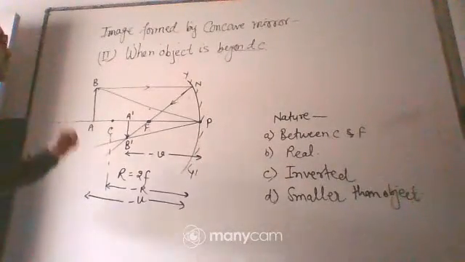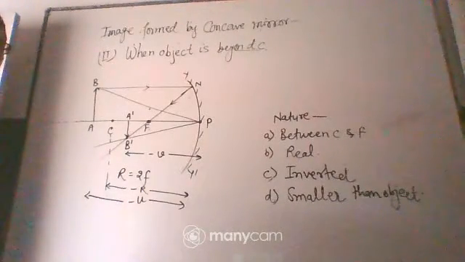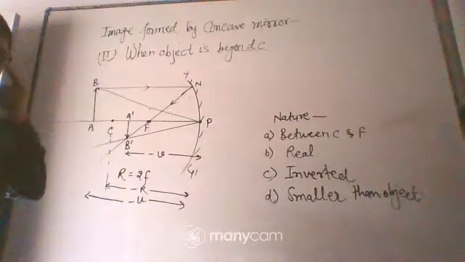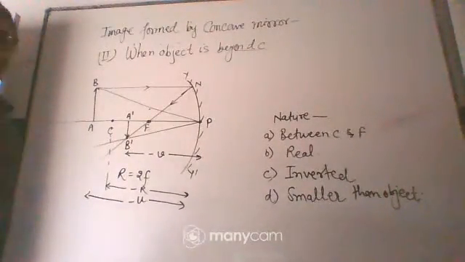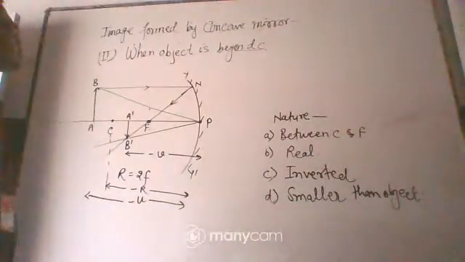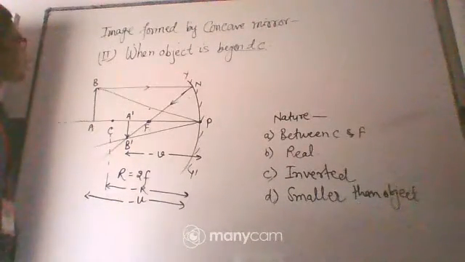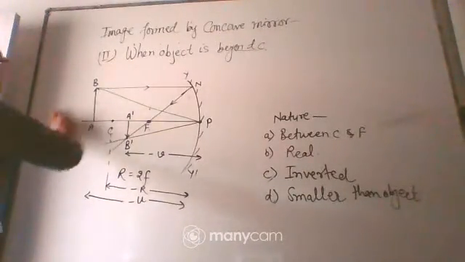This is a very interesting case of the image formed by the concave mirror. So try to draw the ray diagram and the nature of the images when object is placed beyond C. This is the second case of the image formed by the concave mirror. Let's see the next one. So you should pause your video and try to draw this ray diagram in your copy. Let's see the next one, means the third case.